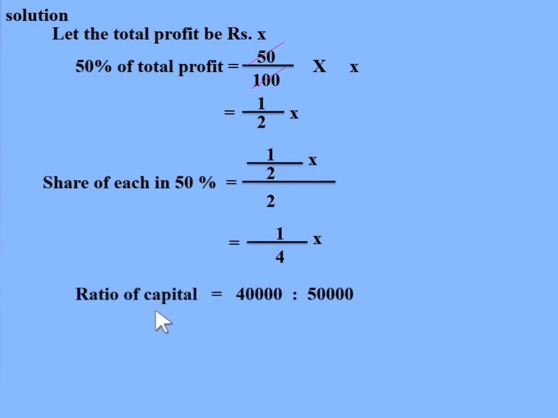Now the ratio of capitals. The first friend invested rupees 40,000 and the second friend invested rupees 50,000. Dividing by 10,000, we get 4:5. Sum of ratio 4 plus 5 equals 9. Let's move to the next page.